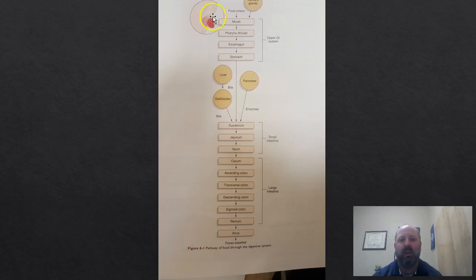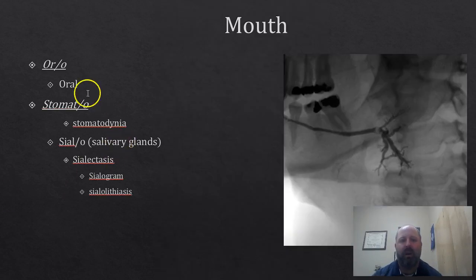And again, this is from your book actually. This shows the pathway of food as far as the digestive system goes and how it kind of comes together. So I think that this is a good diagram as well. We'll start in the mouth, right? Mouth is known as oral or stomato. Oral, right? You hear this, your oral hygiene, or stomatodynia. So that is the mouth.